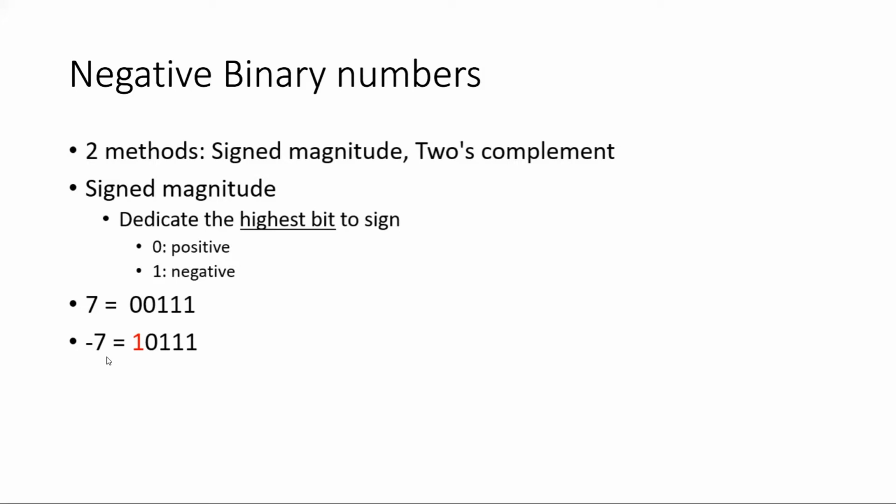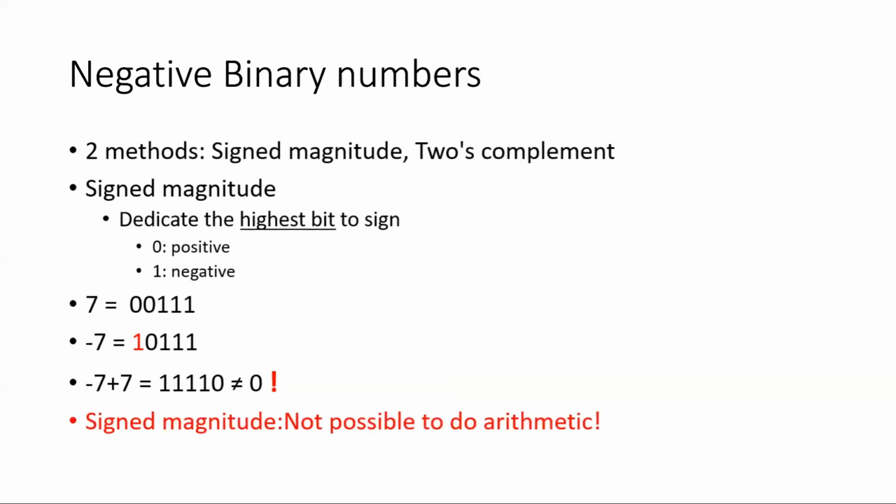So let's see how we can work with these numbers. For example, we are interested in doing arithmetic. What would be the sum of 7 plus -7? Would it be 0? If we do our calculations here and add up these two values, we see that actually our result is not 0. So we cannot do arithmetic operations easily in this method. So it is not a very interesting method. So another approach is used in which arithmetic operations are easily possible, and it is called the 2's complement method.